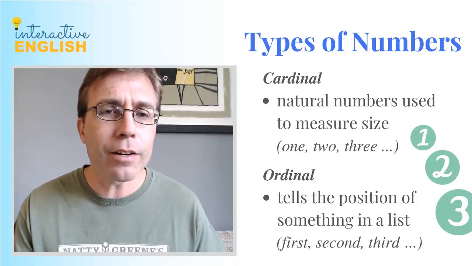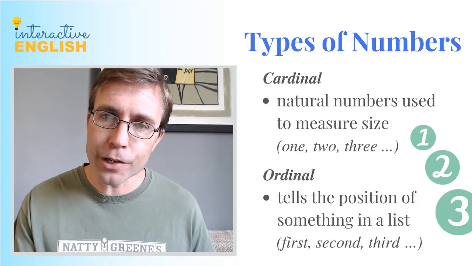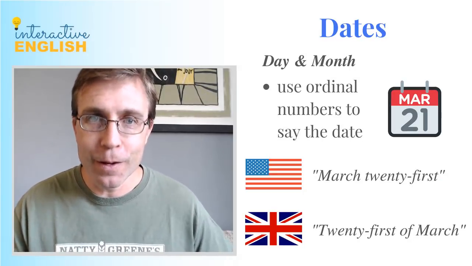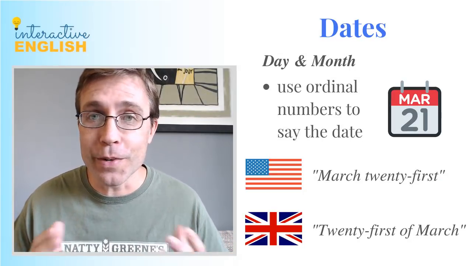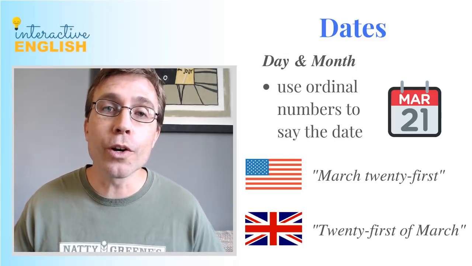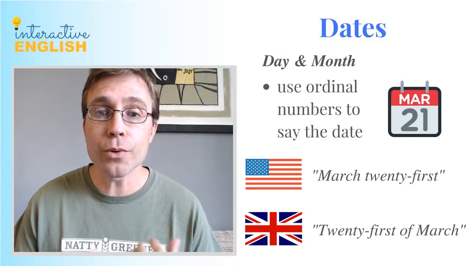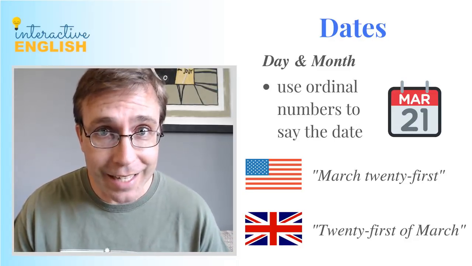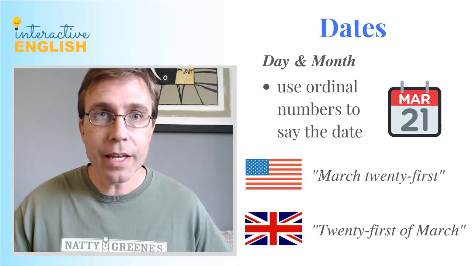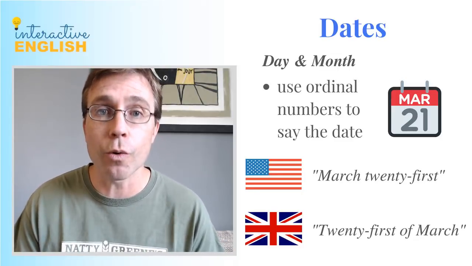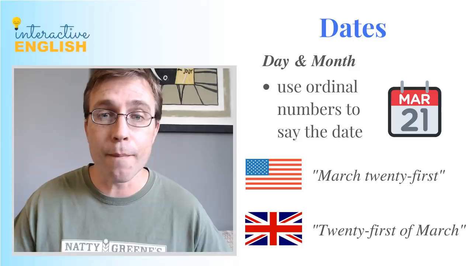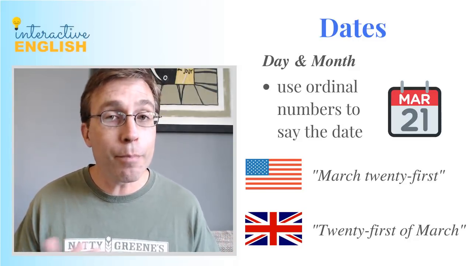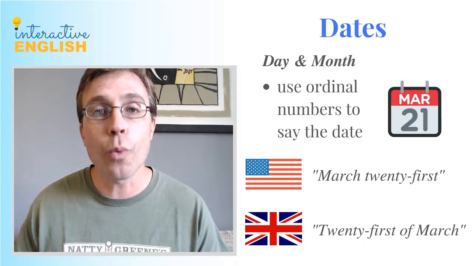Now, let's start out a little easy. First, we're going to look at dates, day and month. When we're talking about dates, we use ordinal numbers to say the date. For example, I have that calendar right there. We do not say March 21. In English, you're going to use an ordinal number. So we say March 21st. That's very common in American English. And in British English, I think it's common to say 21st of March.